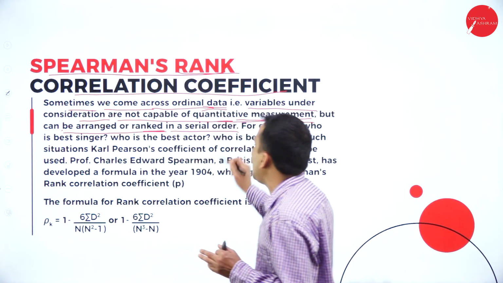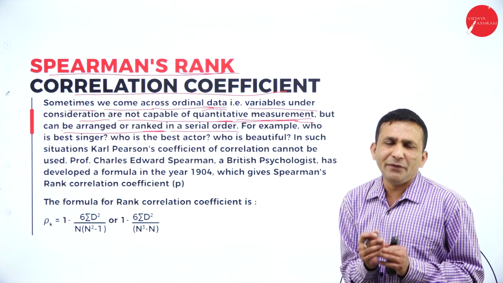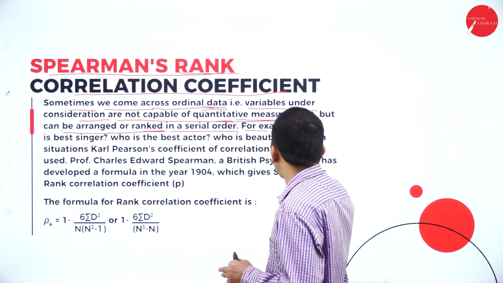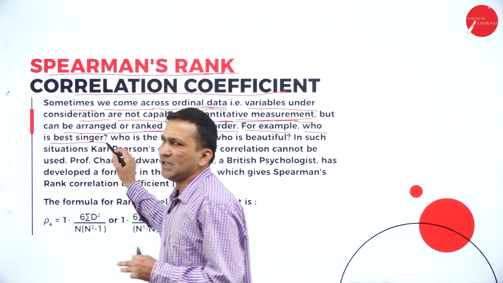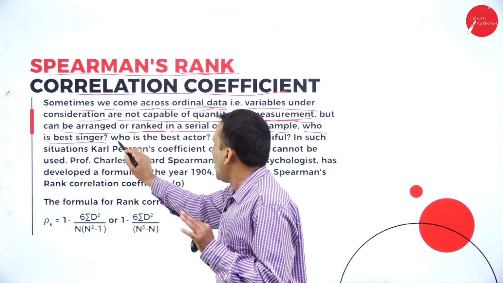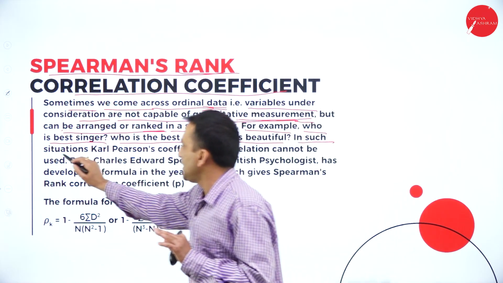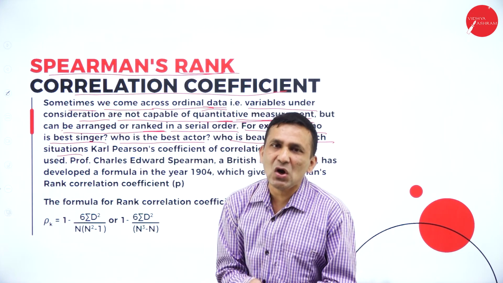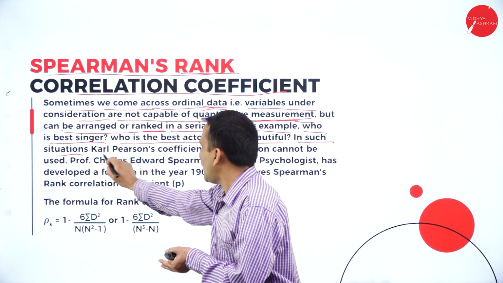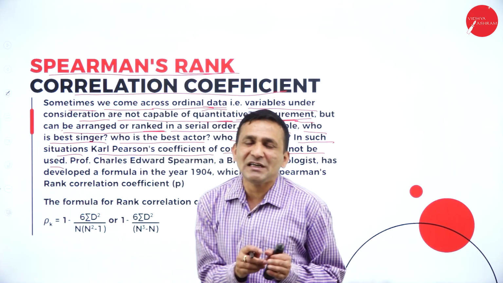So the rank in serial order, for example, among 10 students who is top 1, top 10, if you want to do. So 1, 2, 3, like this you are doing a ranking. For example, who is the best singer? That is what I need to do for ranking using Spearman. And who is a better actor? Who is beautiful? In such a situation, Karl Pearson is not advisable. So that is what we are trying to do with Spearman. Karl Pearson's coefficient of correlation cannot be used because the ranking part is very difficult.